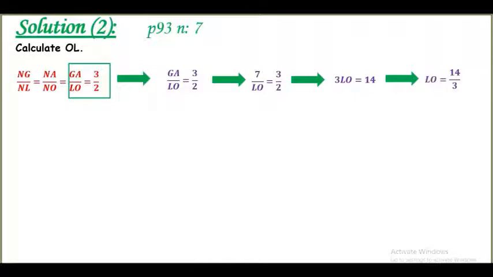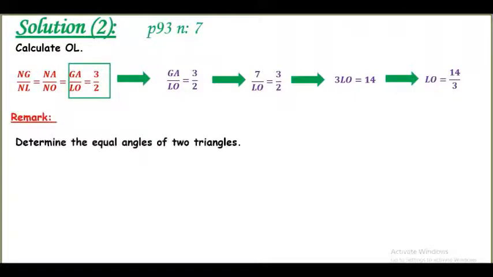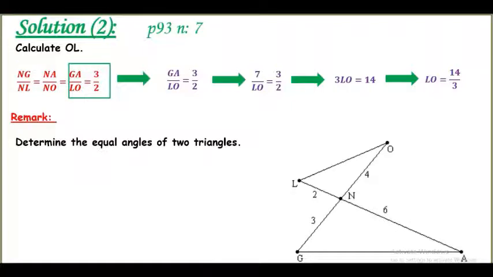I want you, from the figure, to calculate the equal angles we have in the two triangles. First, we said L and O is equal to G and A. So we have the vertex N is equal to the vertex N. So we will write the ratio of similarity, and in NG over NL, we will eliminate N. What is left? G and L. Exactly. The angle of vertex L is equal to the angle of vertex G, which is NGA is equal to NLO.